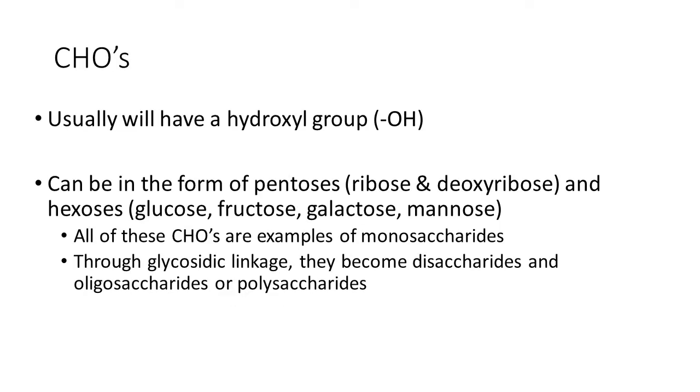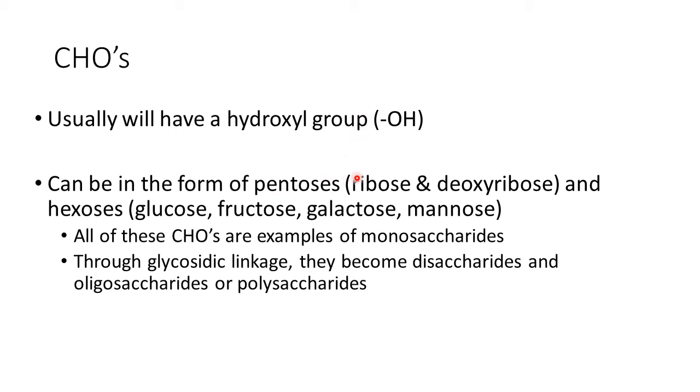Usually when we talk about carbohydrates, they're going to have a hydroxyl group, which is one of those functional groups that we were talking about. Hydroxyl is an OH at the end of a chain, and carbohydrates come in two basic forms when we talk about the monomer. Hopefully you remember the monomer for carbohydrates are monosaccharides. Those monosaccharides can either be pentoses or hexoses. Pent meaning 5, hex meaning 6. So in a pentose, we're going to have 5 carbons making that up, and in a hexose, you're going to have 6 carbons making that up.